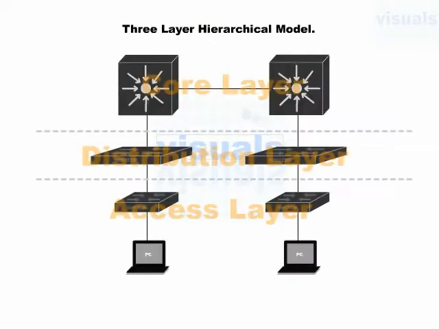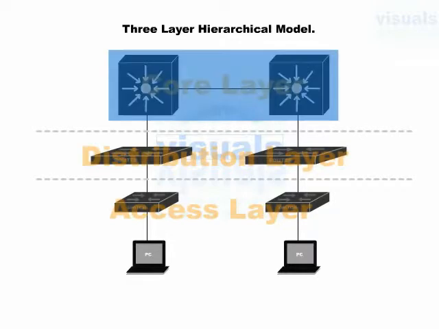Here you can see these layers: core layer, distribution layer, access layer. We are starting with the core layer. This is the top layer. This layer is considered the backbone of the network. This layer deals with high-speed data transfer. Usually connections like gigabit Ethernet are used for this layer.